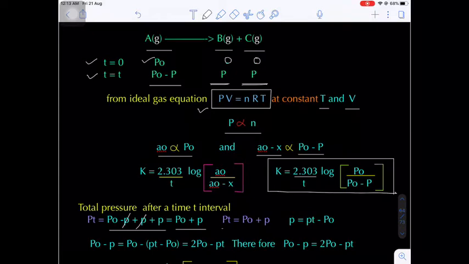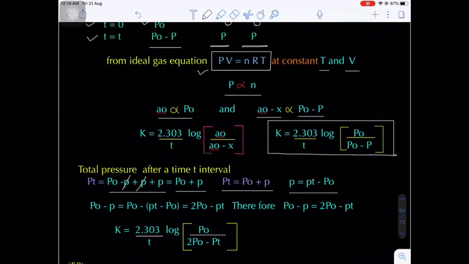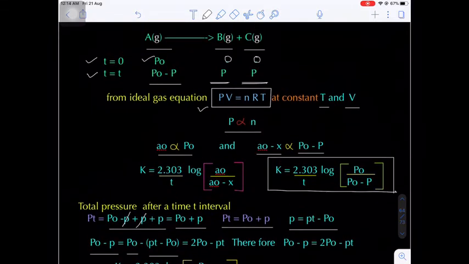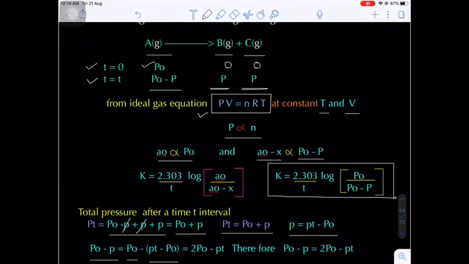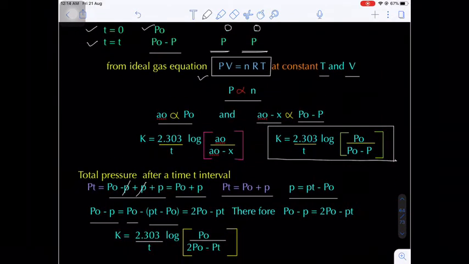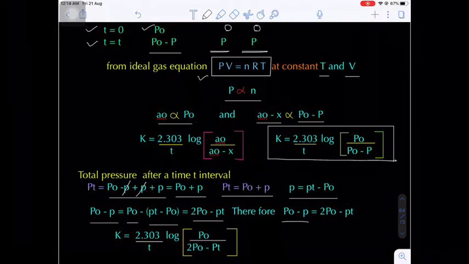Now the total pressure Pt is equal to P0 plus P. From here, shall I find the P value? P is equal to the total pressure Pt minus P0. Now what is the value of P0 minus P? P0 is the initial pressure and P is the pressure of A that decomposes into B and C. Are you getting my point? From here, what is the P value? Pt minus P0. So P0 minus of Pt minus P0 gives you 2P0 minus Pt.